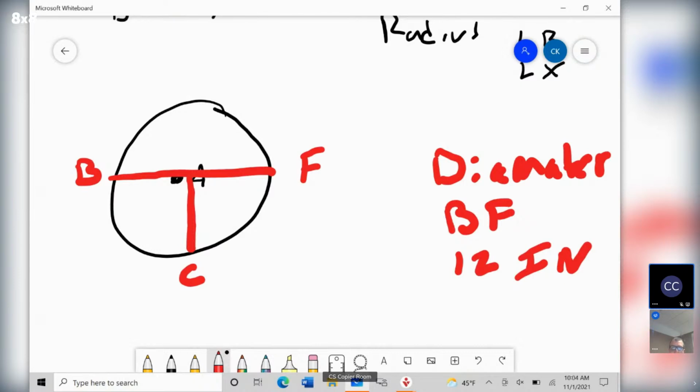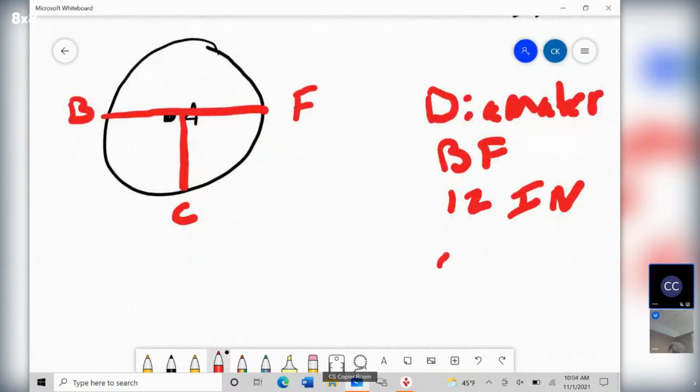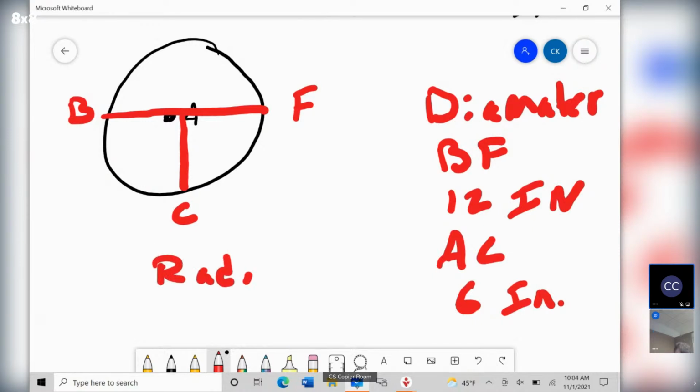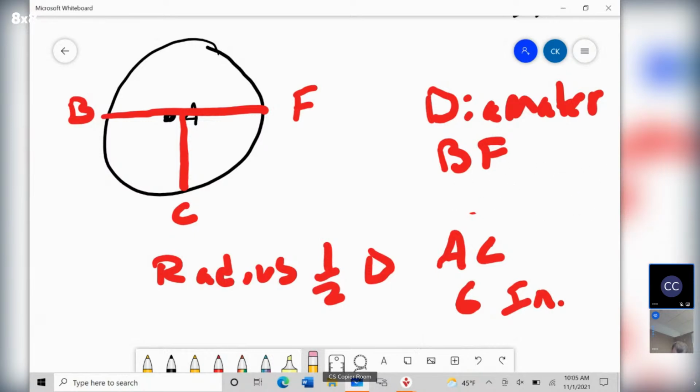So we know the diameter is 12 inches. Well, the radius is always going to be half of the diameter. So in this case, if it's AC, we're going to know that is 6 inches, because the radius is always 1/2 of the diameter. Okay. And say in this case, we didn't know what the length of the diameter was. If I erase this, and we only knew the radius was 6 inches, we knew CA was 6 inches.